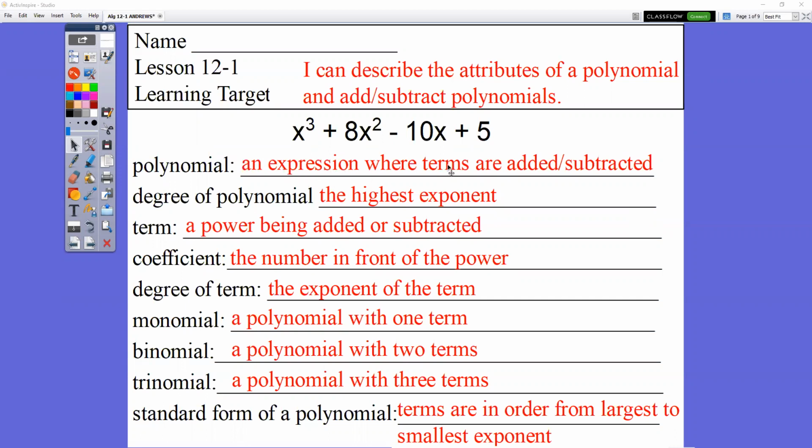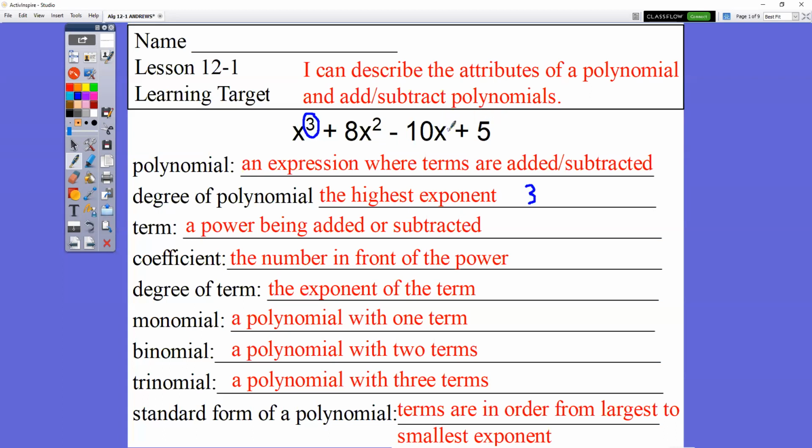Well, a polynomial is an expression where terms are added or subtracted. This right here, this x cubed, remember cubed is the third power, plus 8x squared minus 10x plus 5, that is an example of a polynomial. You have to know what a degree of a polynomial is. The degree of the polynomial is your highest exponent in your polynomial. So the degree of this polynomial would be 3, because 3 is the highest exponent that we have here.